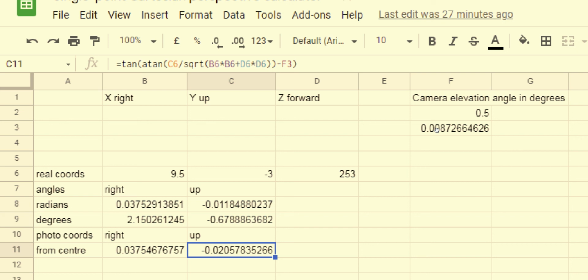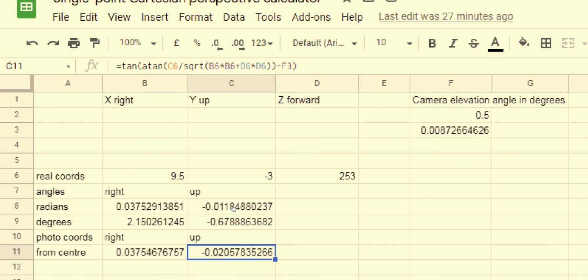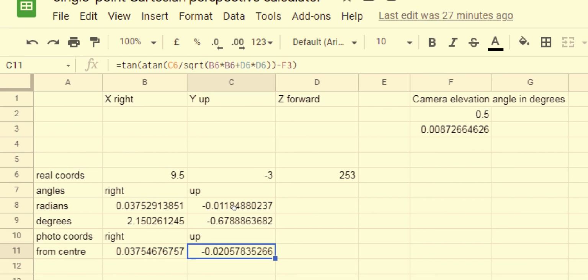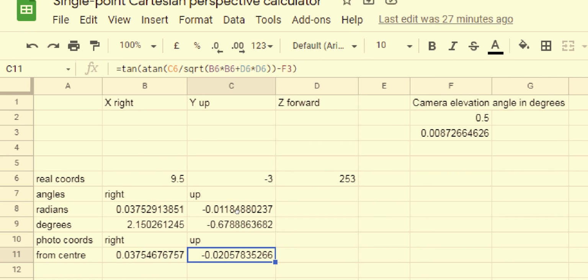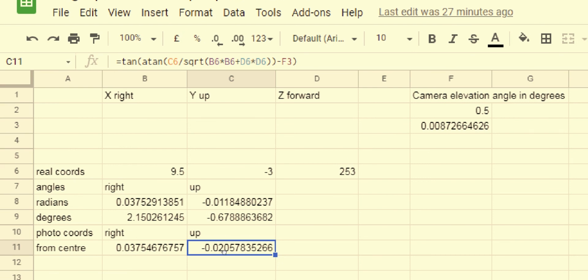If your camera is tilted up slightly, as in this case, 0.5 degrees up, then this thing that was slightly below eye level is going to appear farther below the centre of the view. And something that was slightly above eye level is going to appear very slightly below centre of view. Something that was well above eye level will appear slightly above eye level, and so on. This is why these two are not the same.